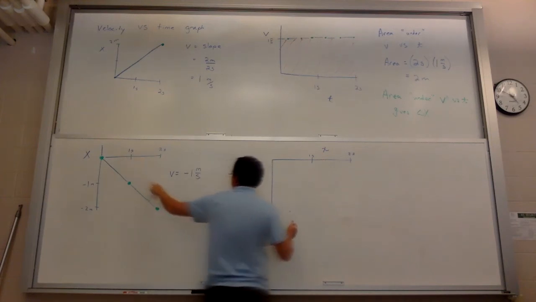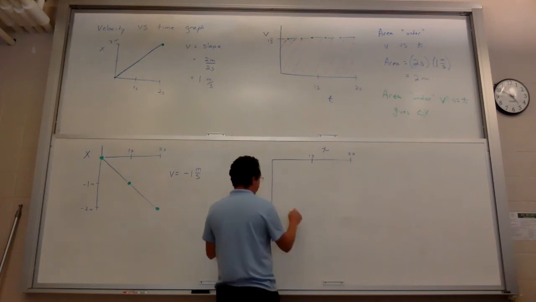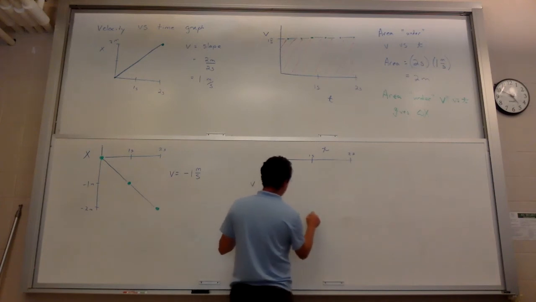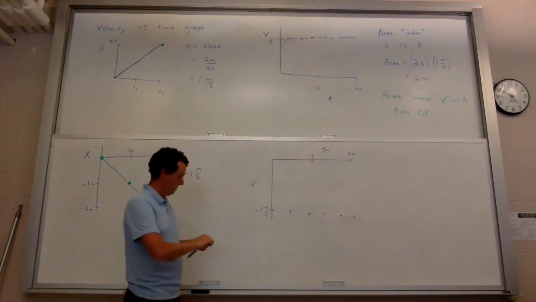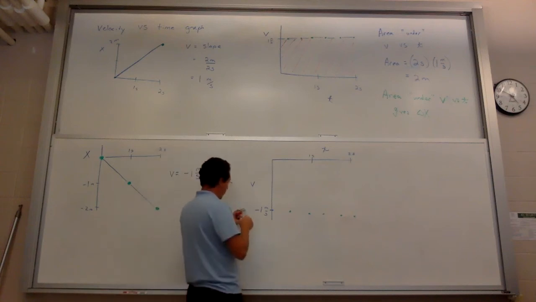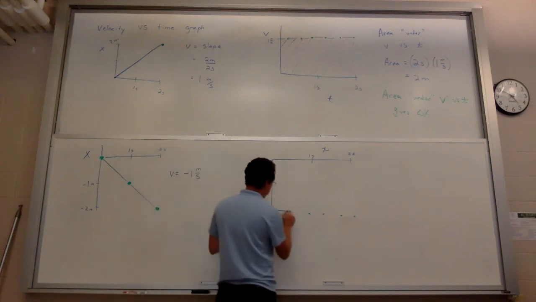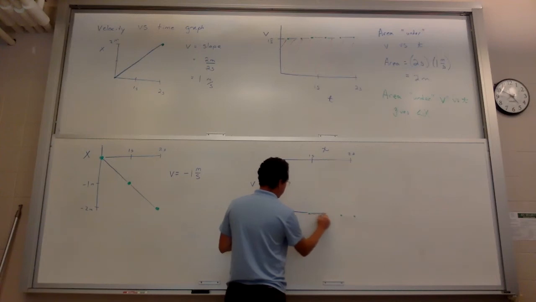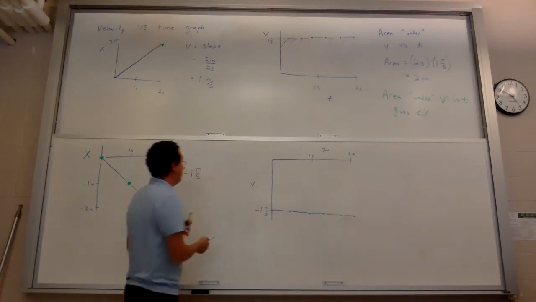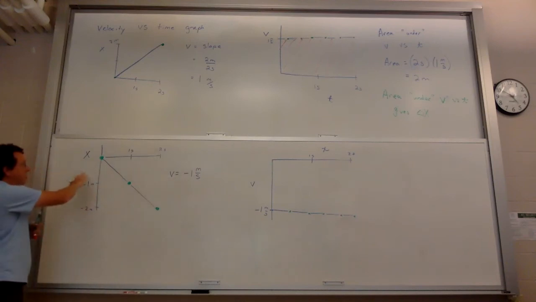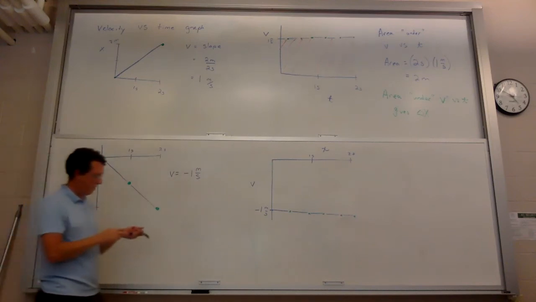The velocity is always -1. So if I were to plot measurements, I'd have -1, -1, -1. It's always -1. And we can connect the dots here. So we measured all these points. It'll be a horizontal line. The slope would be 0. The slope of the velocity graph is 0 in this case, but the slope of position is -1.